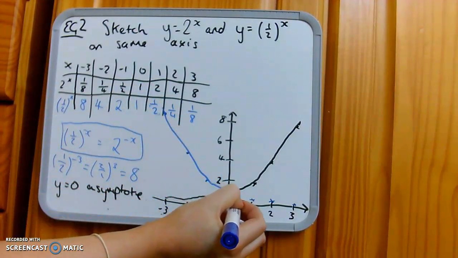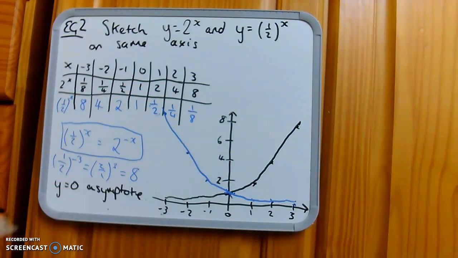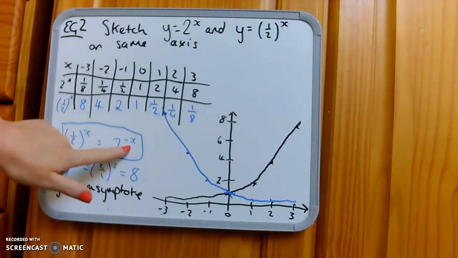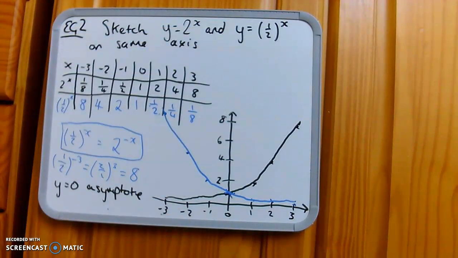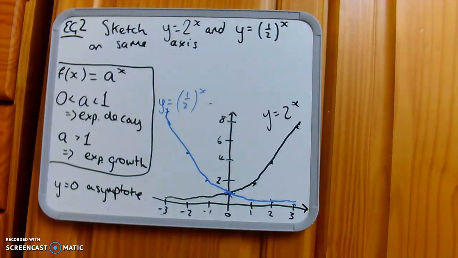Now that is a lovely symmetrical graph there, and that is because 2 to the power of minus x is a reflection in the y-axis in that x direction. Okay, so just neaten that up a little bit, and then this is the really important fact that I want to take from here.